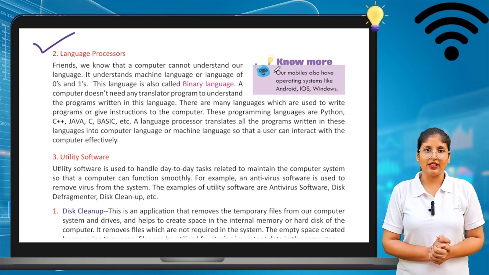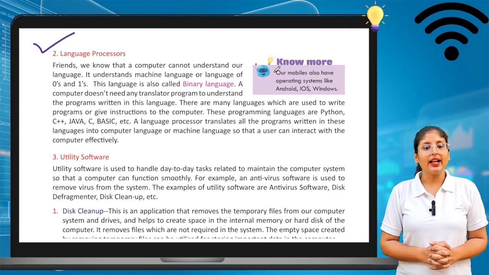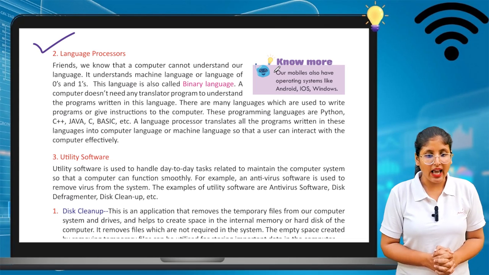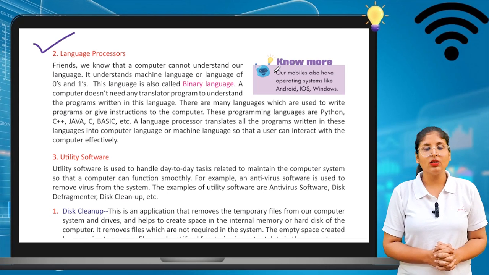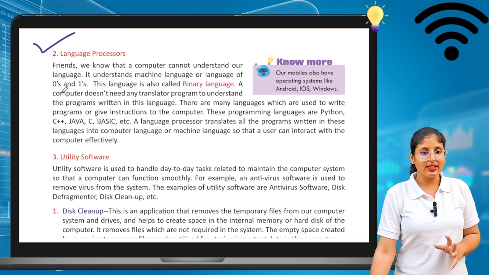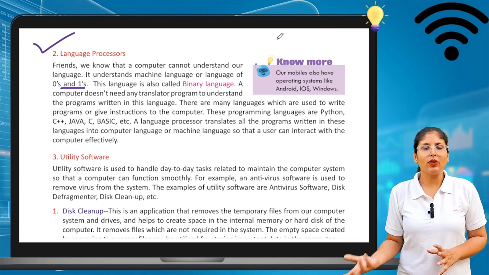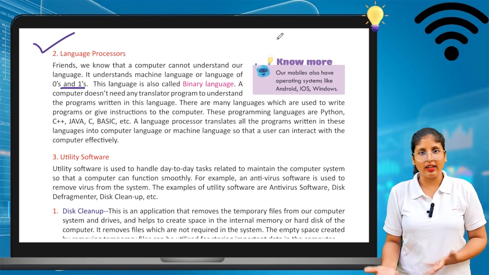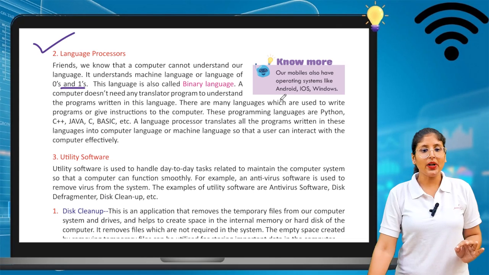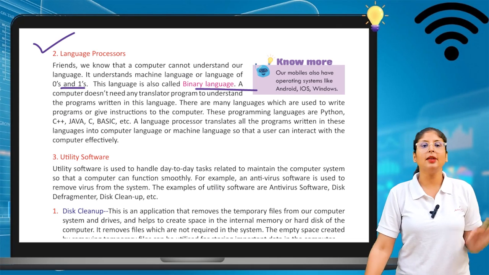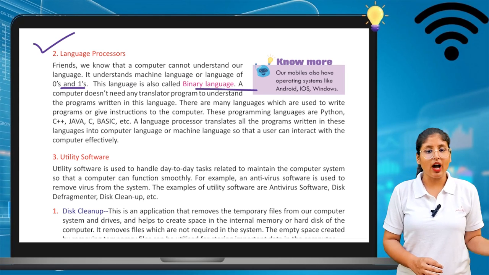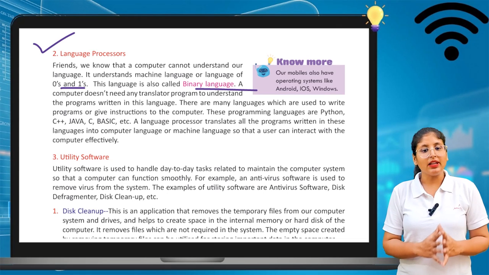Let's see language processor. What is it? Okay, friends, we know that a computer cannot understand our language. It understands machine language, or the language of ones and zeros. So it can understand only this binary language. It cannot understand "how are you" or "what is your name", whatever we speak in English or in Hindi. It can understand only the binary language. So a computer does not need any translator program to understand a program written in this language.